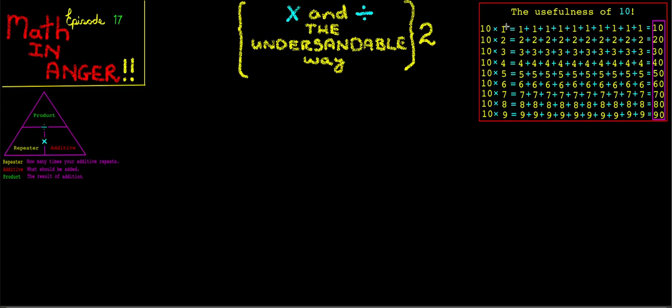Okay, I would like you to notice something. Take a look at what this means. If I tell you I've got 10 times 1, it means I've got to take 1 and add it to itself 10 times. But take a look at what happens there. Now take 2. 2 added to itself 10 times. Do you see the pattern?